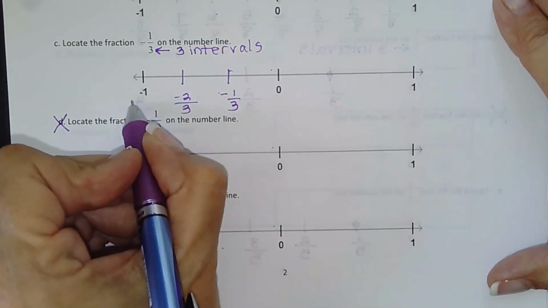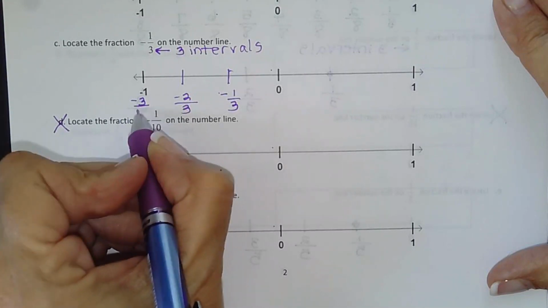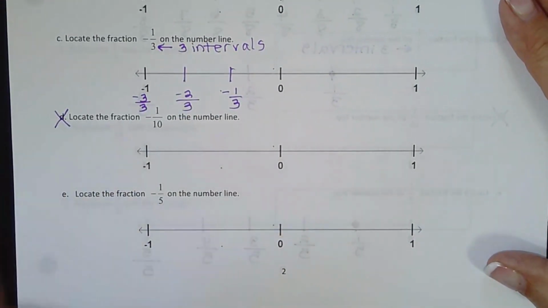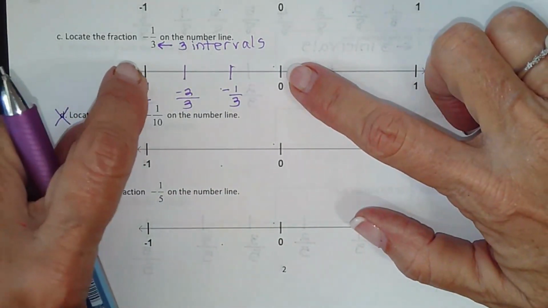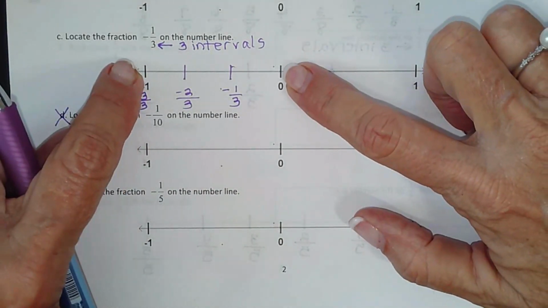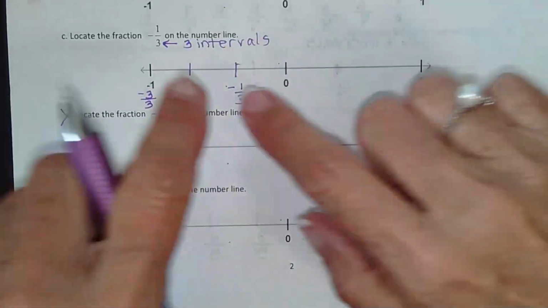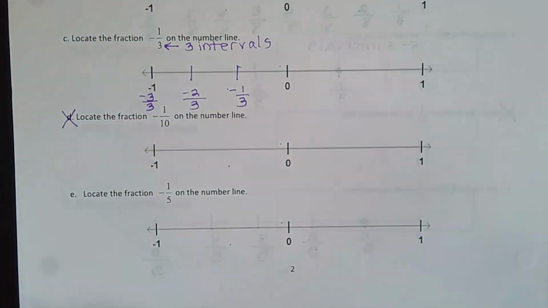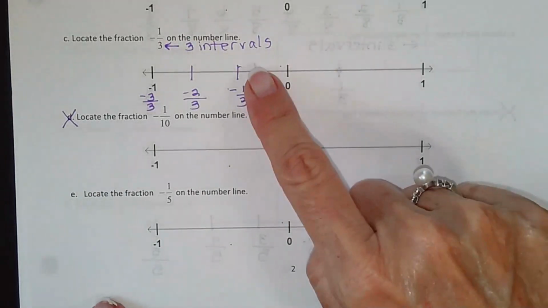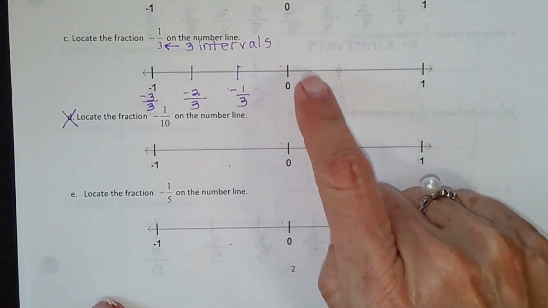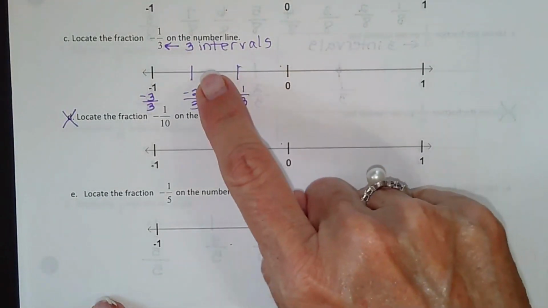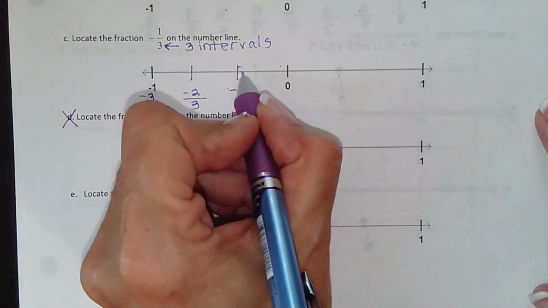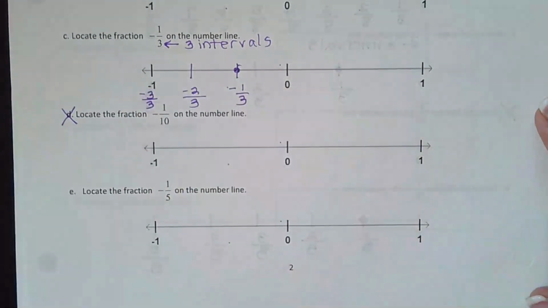-2/3, and -3/3. And take note that intervals are not the same thing as tick marks. So between 0 and -1, you should have 3 intervals, which equates to 2 tick marks. Because some people get the two confused. Intervals means gaps between the tick marks. So there's one interval, another interval, and another interval to make 3 intervals. And then I place my point at -1/3.